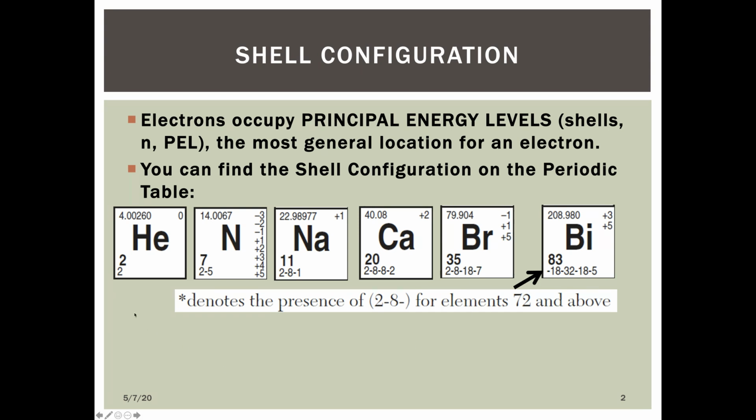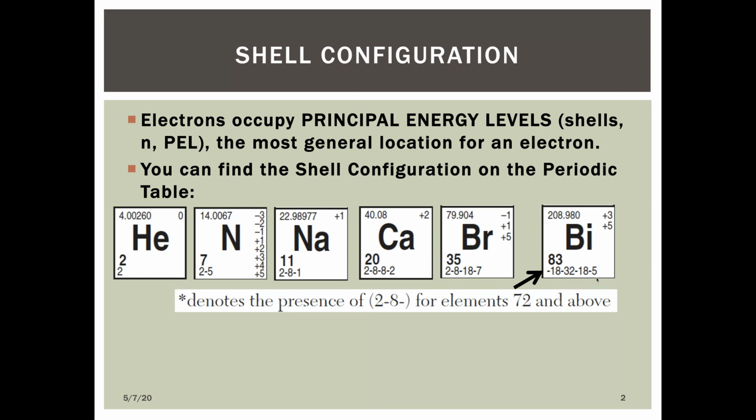So what this means is helium has 2 electrons in the first energy level. Nitrogen has 2 in the first and 5 in the second. Sodium has 2 in the first, 8 in the second, 1 in the third. Bromine has 2 in the first, 8 in the second, 18 in the third, 7 in the fourth. Bismuth has 2 in the first, 8 in the second, 18 in the third, 32 in the fourth, 18 in the fifth, and 5 in the sixth energy level.